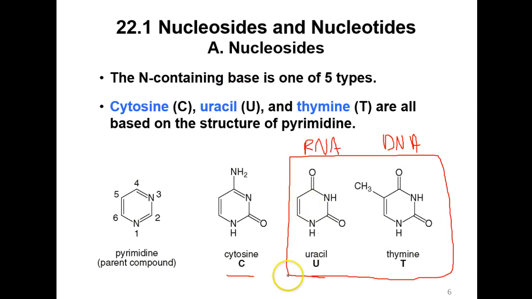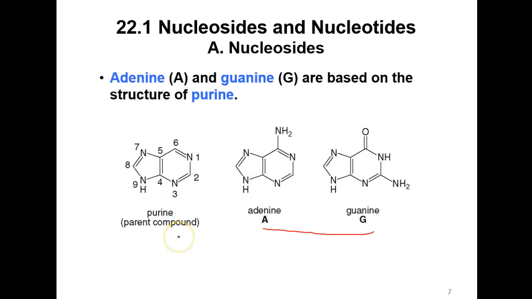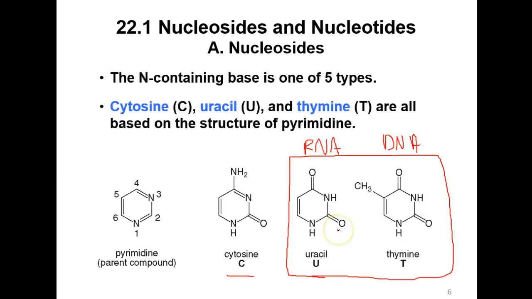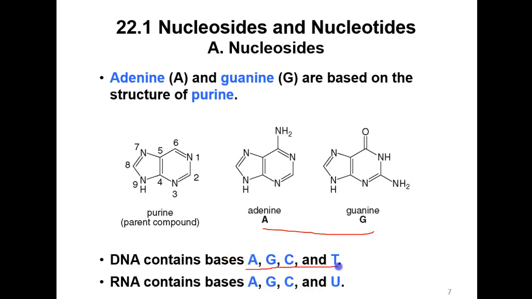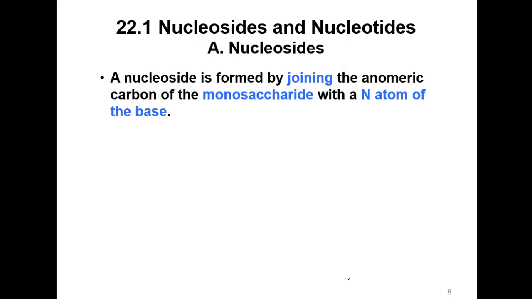This slide is just showing you that the C, the U, and the T use a pyrimidine as a parent, and purine is used for the A and the G, for adenine and guanine. Cytosine, uracil, and thymine use a pyrimidine. Here they show that DNA uses A, G, C and T, and RNA uses A, G, C and U. So it's the thymine and the uracil that are the difference between RNA and DNA.